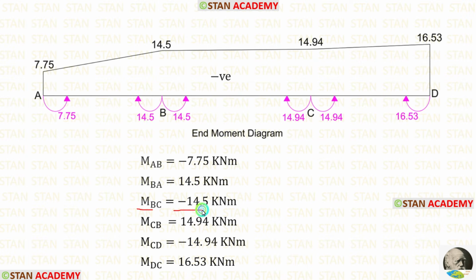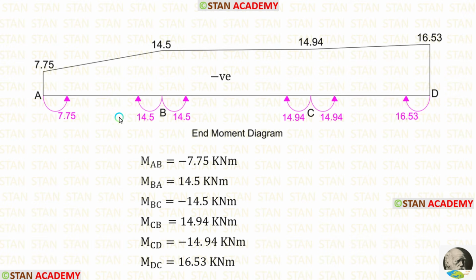For MBC, we are having negative value. That means it is acting in the anti-clockwise direction. So, from the point B towards the point C, we have to make an anti-clockwise curve. In the same way, we have to make the curves in the point C and in the point D. Then we have to see the direction of the curves. All of the curves are indicating upwards. That means the end moment diagram comes above this line. Finally, we can connect the values and make the end moment diagram.